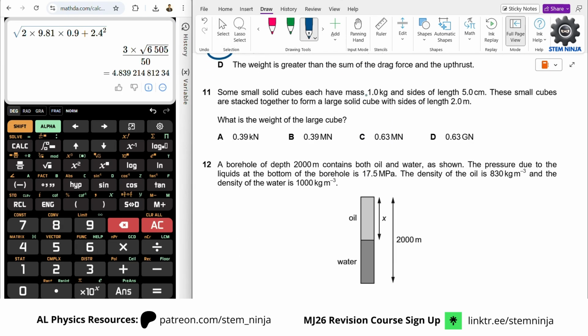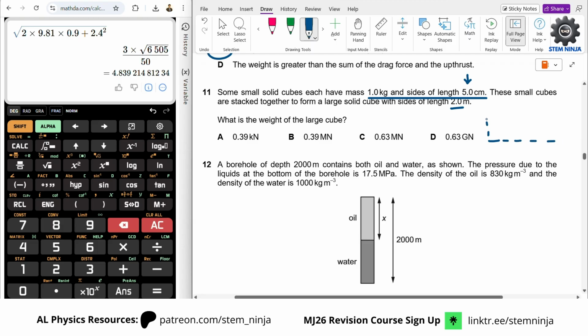Some small solid cubes each have mass 1 kg and sides of length 5 centimeters. These small cubes are stacked together to form a large solid cube with sides of length 2 meters. What is the weight of the large cube? Okay, so basically we have 5 centimeter cubes, and they are all stacked together to form a 2 meter cube.